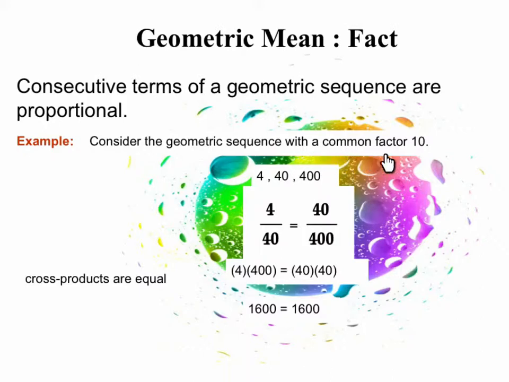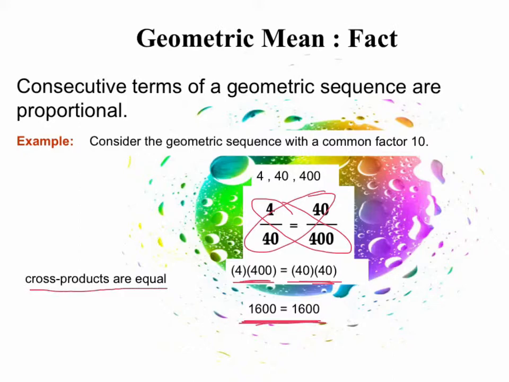Now, since I have a common factor of 10, I can say that 4 over 40 is going to be equal to 40 over 400, right? We're multiplying by the same number. To prove this, I'm going to cross multiply this proportion, and I see 4 times 400 is equal to 40 times 40, and I notice that both sides equal 1600. Cross products are going to be equal for the geometric mean. So let's practice this fact on a few examples on the next slide.